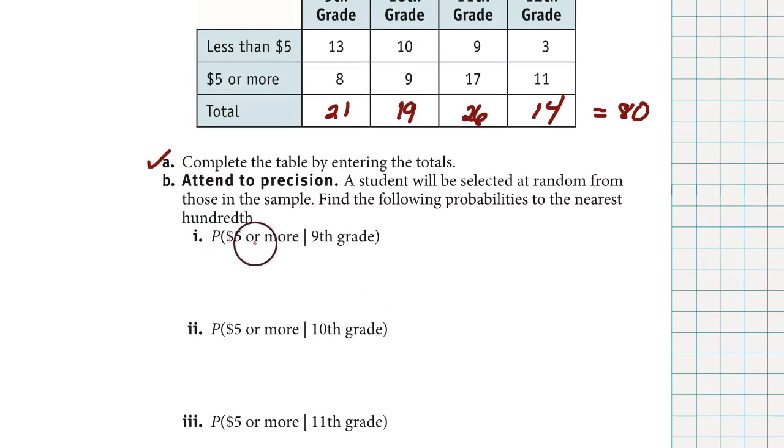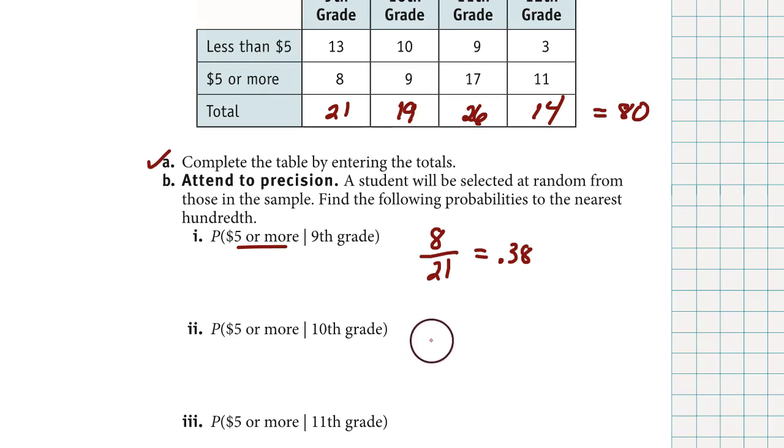Now question B, let's do some probability questions. What is the probability that a student has $5 or more given that they're a ninth grader? If we know the student's a ninth grader, then our denominator is 21. It's not 80. How many of those ninth graders have $5 or more? That's 8. So the answer is 8 out of 21. We're asked to give the answer to the nearest hundredth, so 8 divided by 21 is 0.38. I'm going to pause the video for you to try 2 and 3.